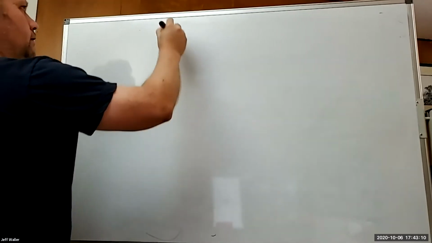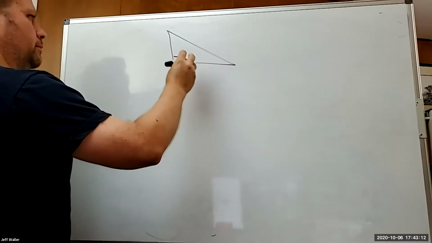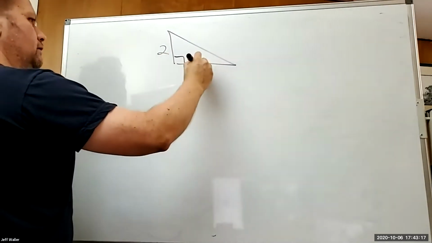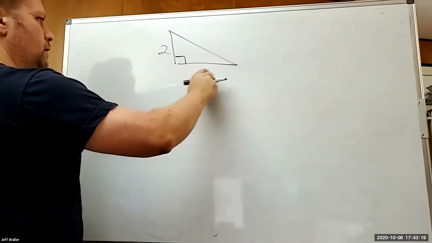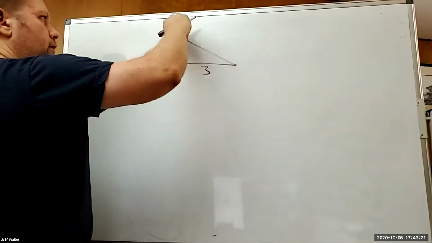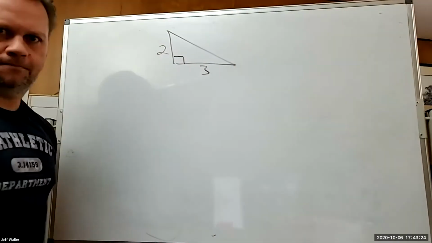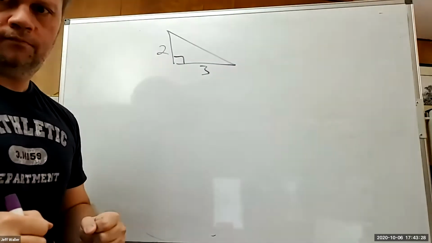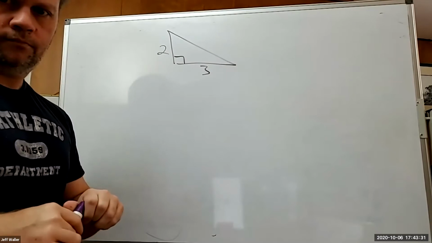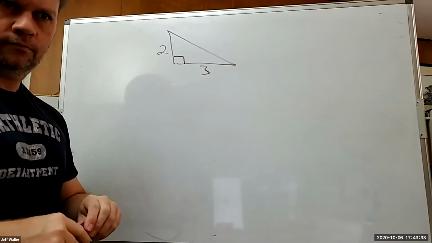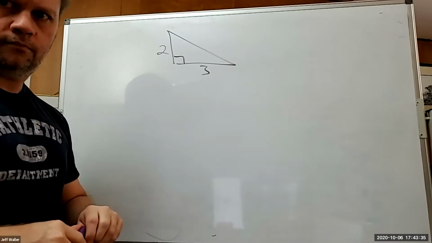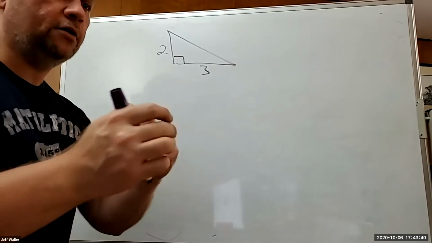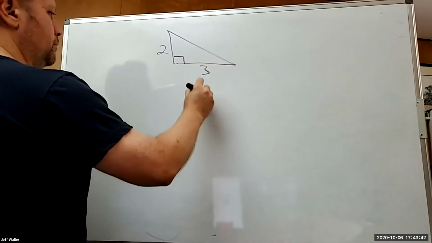So obviously, this should not be a huge problem. If I have, this is 2 and this is 5, not to scale. Let's make that 3. Can you figure out what this side must be? A squared plus B squared equals C squared. So we got good old Pythagorean theorem.